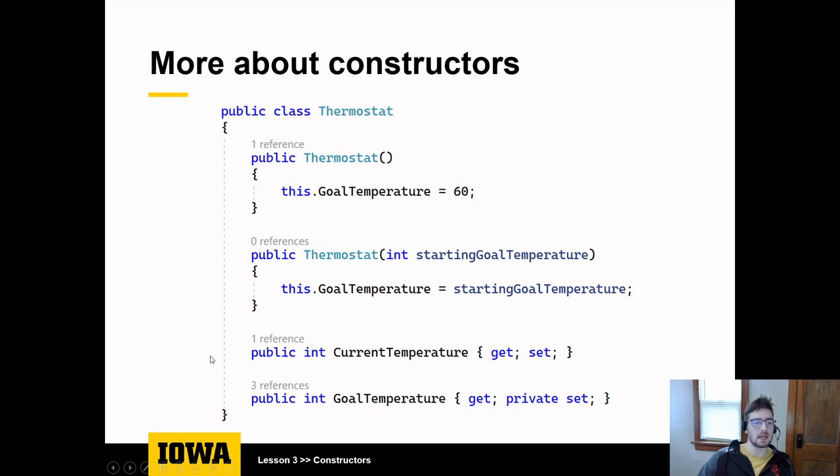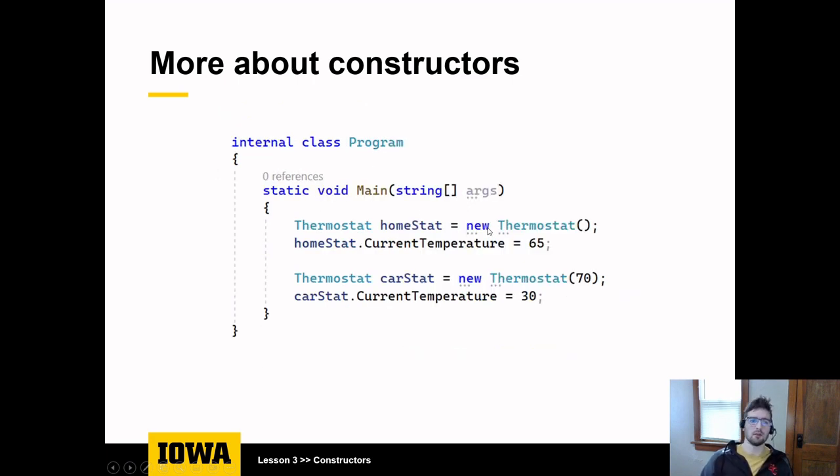But we can also add another constructor that has a parameter here. So open close parentheses, and just like a method, we added this parameter, starting goal temperature of type integer, and we can assign the goal temperature to the starting goal temperature. Okay, so multiple constructors on this thermostat.